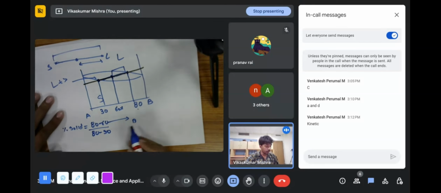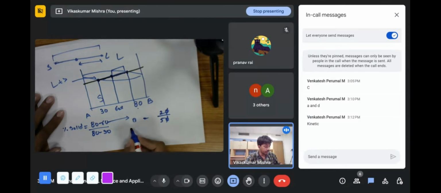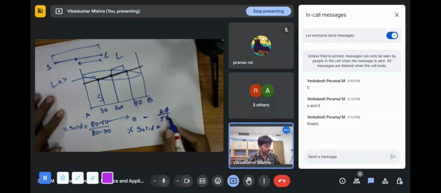Let's try to solve that. It's very easy. 80 minus 60 is 20 and 80 minus 30 is 50, so we can cut them down. We got that the fraction of the solid present over here is 0.4.